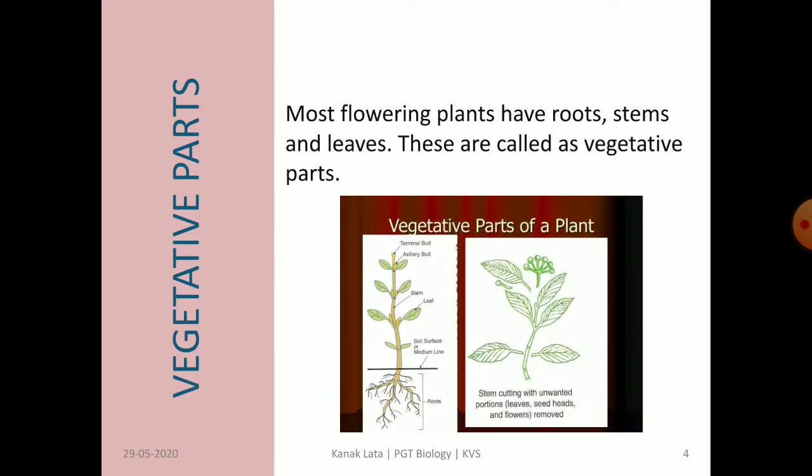Let us see what are the vegetative parts of the plant. Vegetative parts of the plants are roots, stems and leaves. Here in the given figure, you may see roots, stems and leaves of the plants. So these are called vegetative parts of the plant.